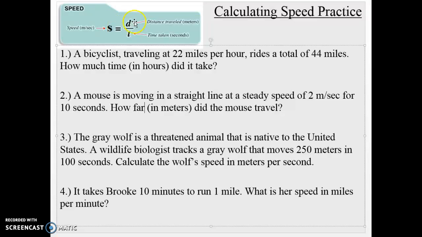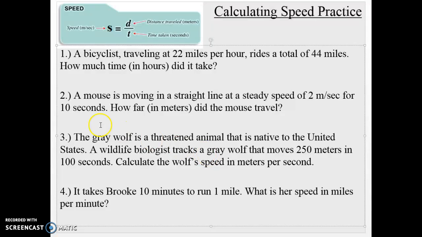Your formula would be speed times time. So your speed, 2 meters per second, times your time, 10 seconds, you get a total of 20 meters. Again, you're solving for the distance. Here, look at your units for speed. This was what they measured the distance in. This is what they measured the time in. So the units for distance in this case are measured in meters. So my answer would be 20 meters.